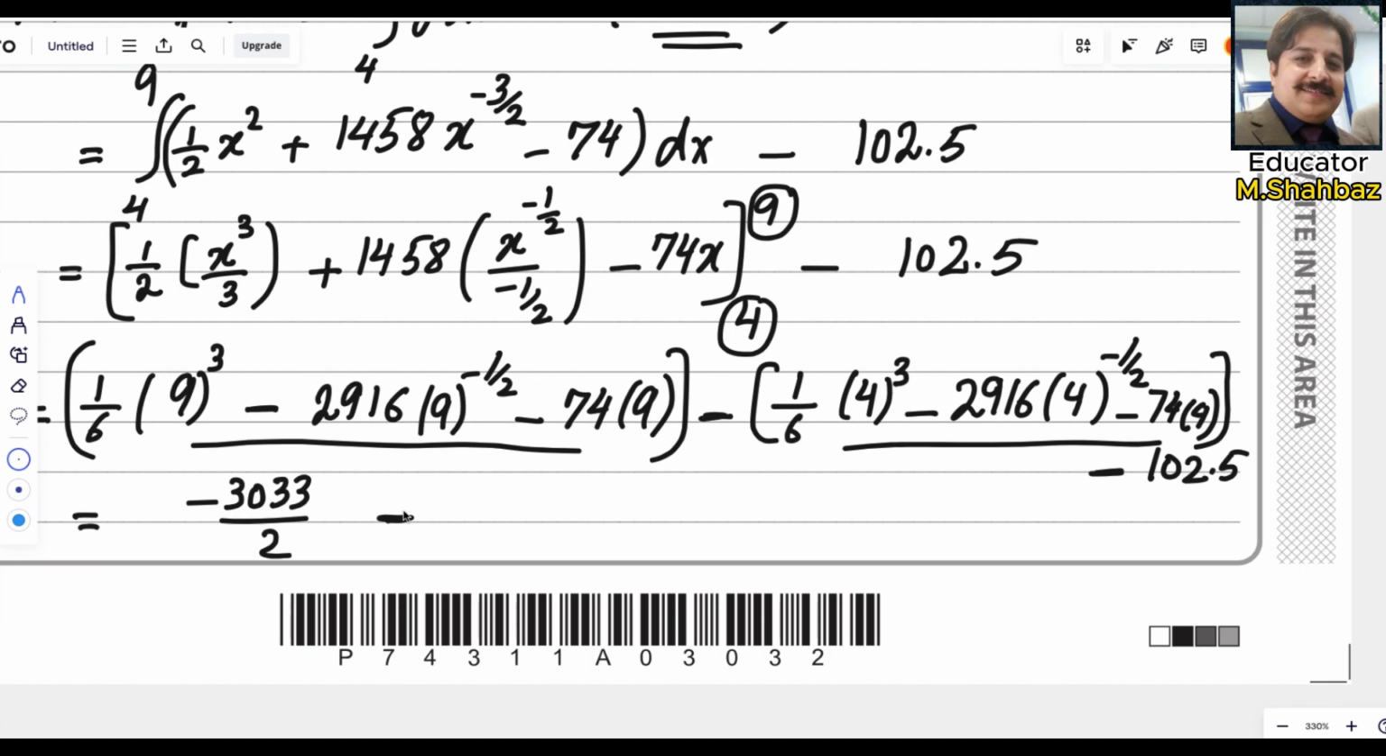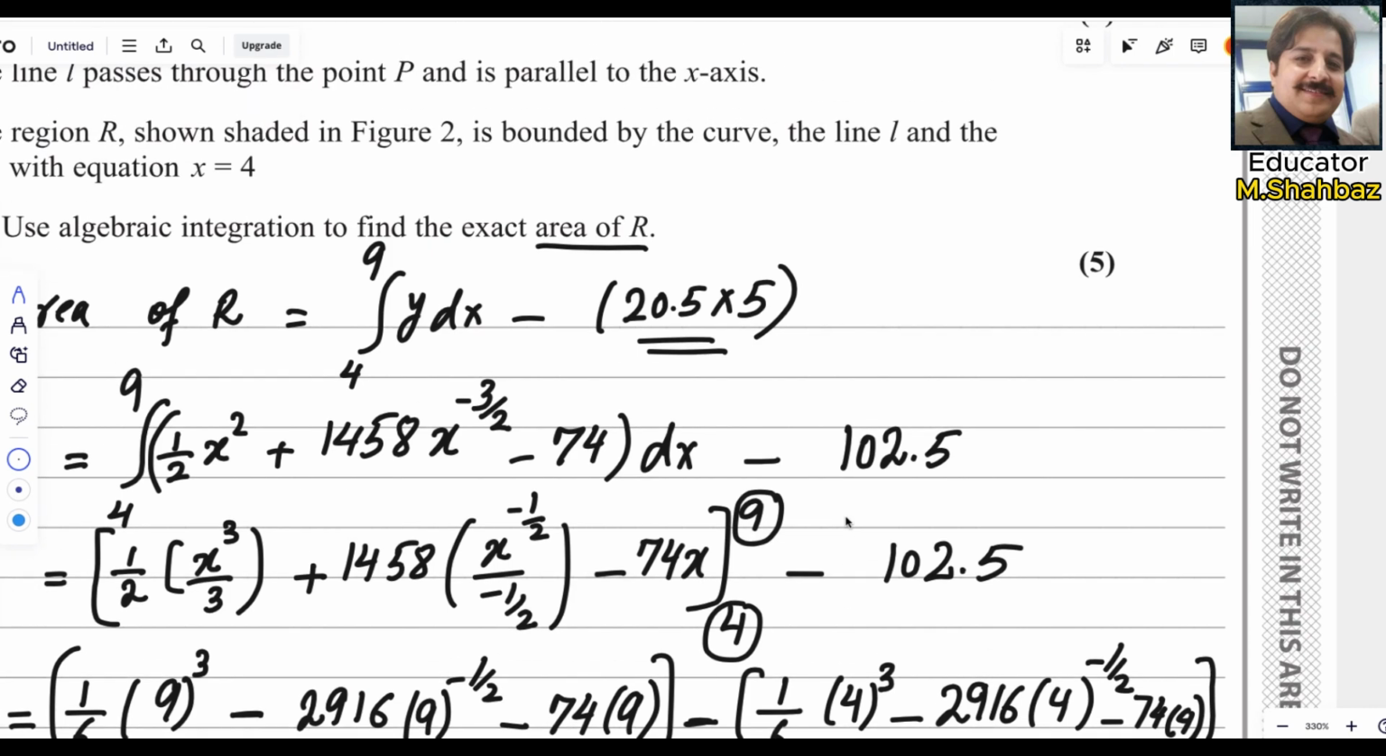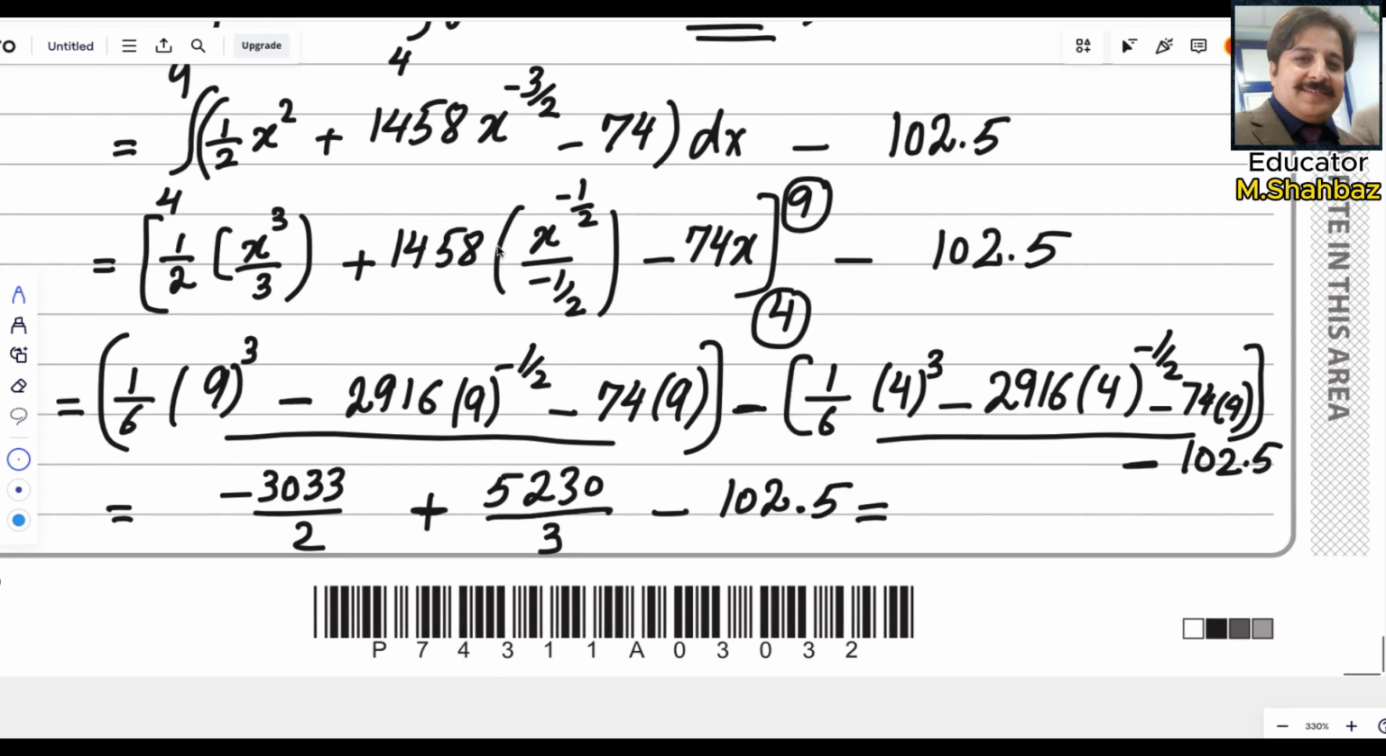So I will replace x with 4 this time, and we get the answer negative 5230 divided by 3. So this minus and that minus will make it plus. So it will be 5230 divided by 3, and at the end, you write 102.5. I'm not writing the answer in decimals because in the question it is given that you need to find the exact area. Whenever you are told to find the exact area, you have to write the answer as is. Don't convert it into decimals.